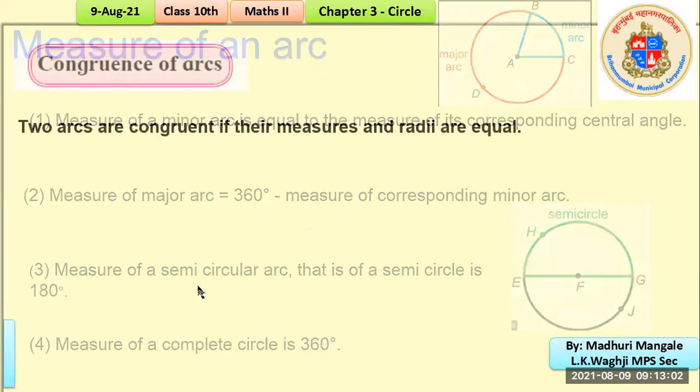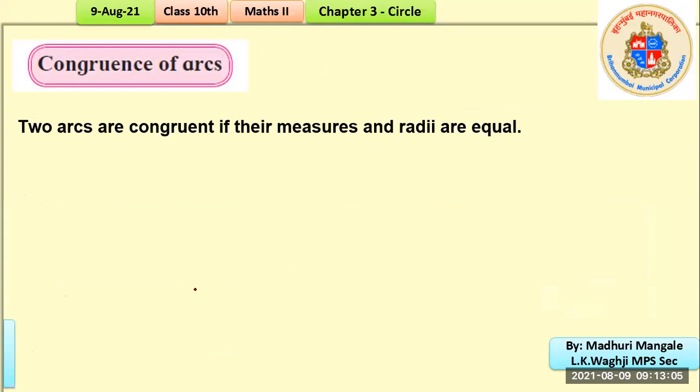Now let's see under what condition we can say that arcs are congruent. If we have two different circles and two arcs, when can we say that the arcs are congruent, that they are equal? You need to look for two things. Two arcs are congruent if their measures and radii are equal. First, the measures should be equal, and second, the radii of the circles should be equal.